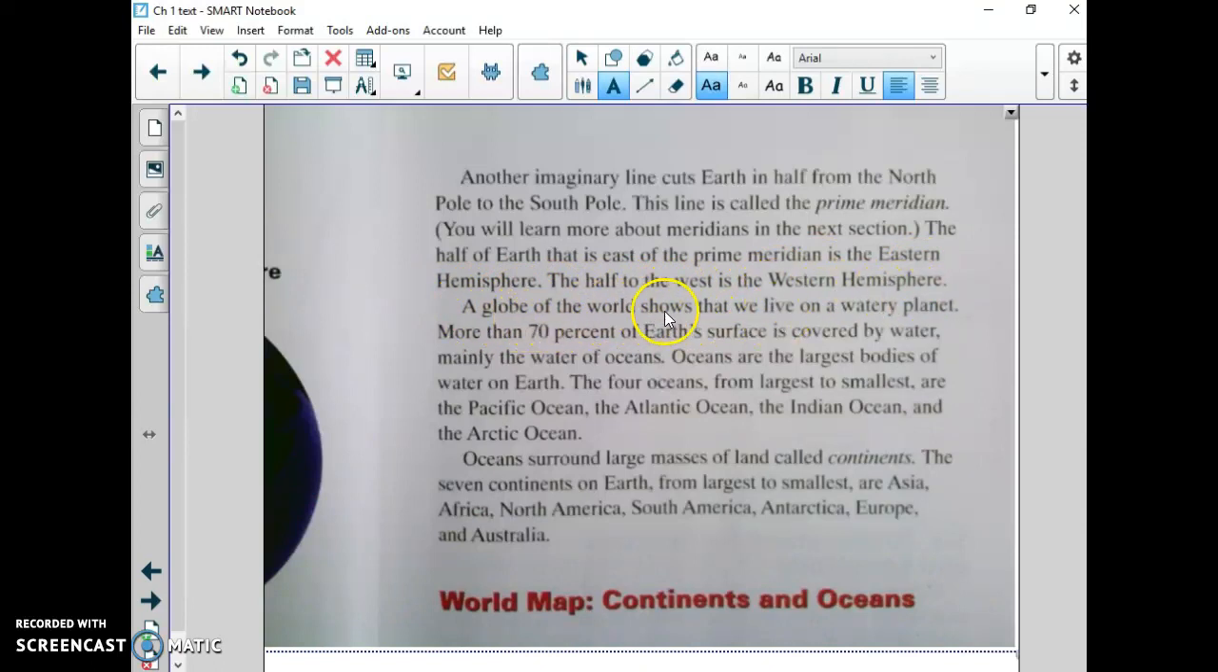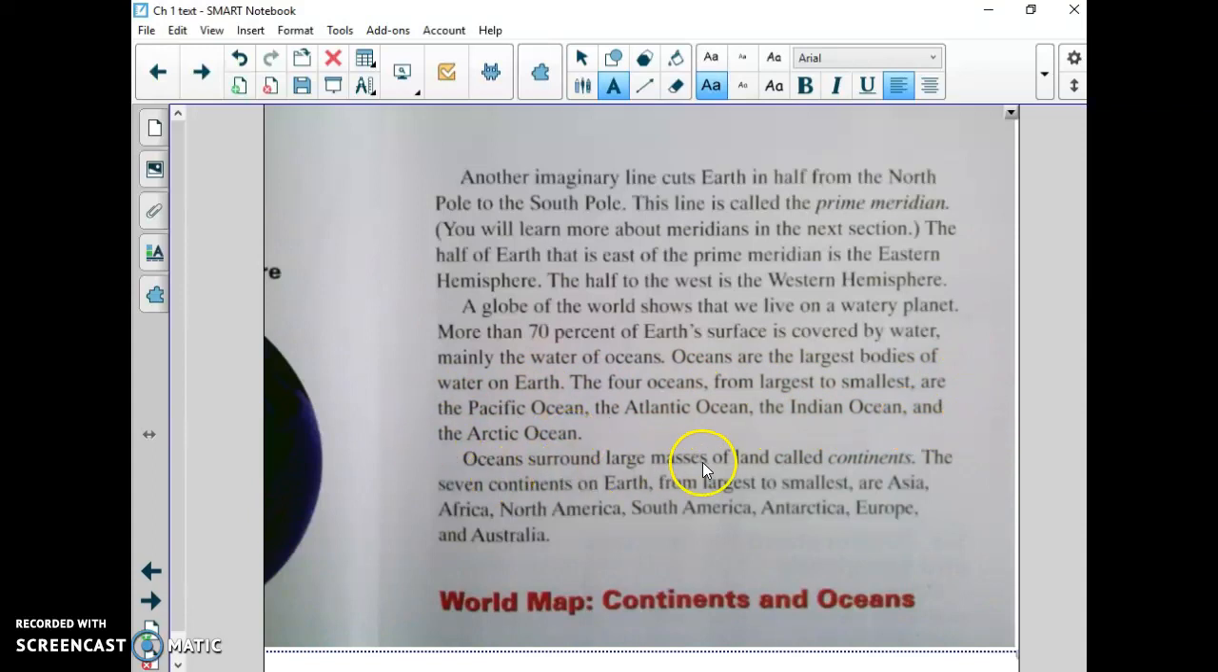A globe of the world shows that we live on a watery planet. More than 70% of the Earth's surface is covered by water, mainly the water of oceans. Oceans are the largest bodies of water on the Earth. The 4 oceans, from largest to smallest, are the Pacific Ocean, Atlantic Ocean, Indian Ocean, and Arctic Ocean.